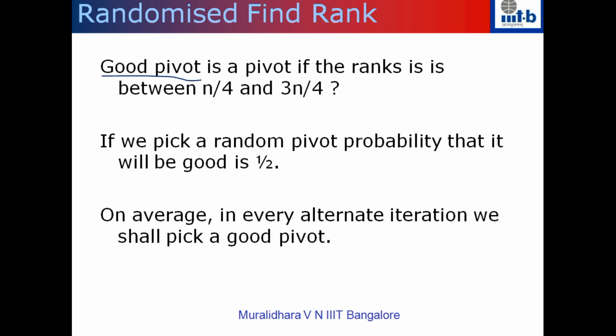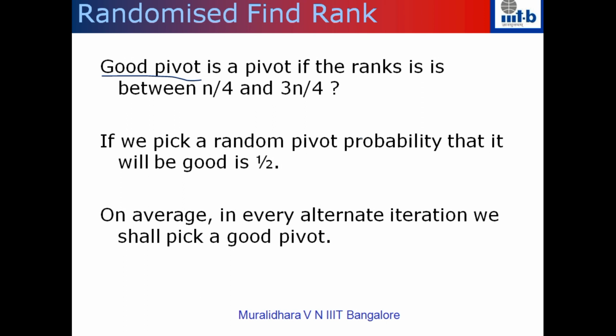I repeat, there will be n by 4 numbers whose rank is smaller than n by 4, and n by 4 numbers whose ranks are greater than 3n by 4. So if the rank is smaller than n by 4 or greater than 3n by 4, it's not a good pivot for me. Anything between n by 4 and 3n by 4 is a good pivot. So if you pick a random pivot, the total number of good pivots is n by 2, and the total number of bad pivots is also n by 2.